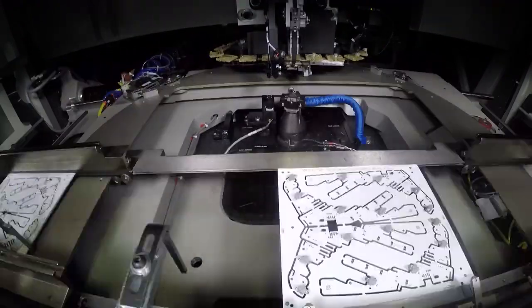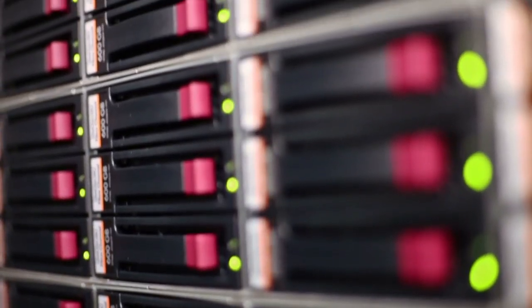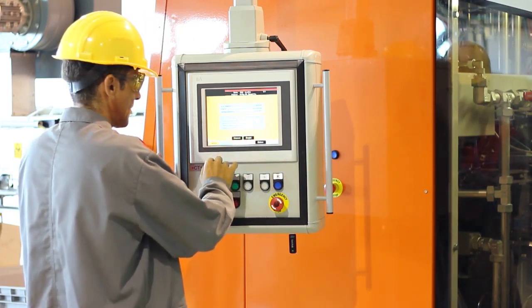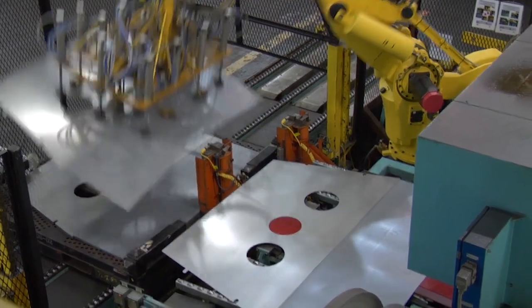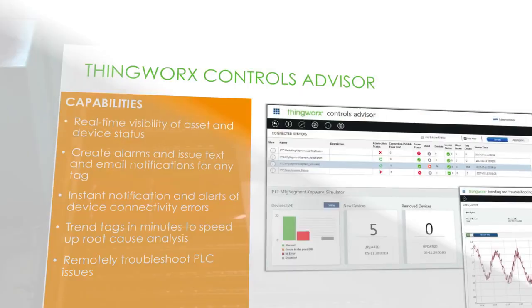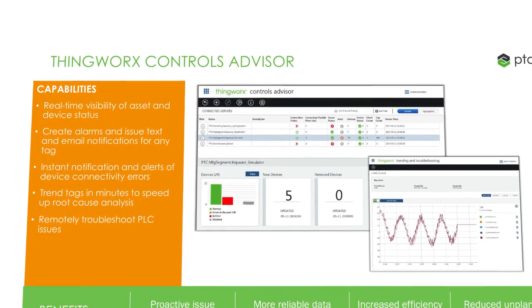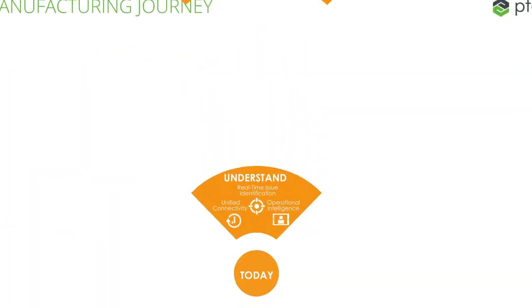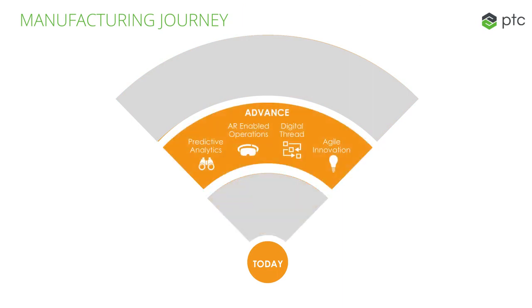A single unit of manufacturing equipment today generates terabytes of data that can be used to understand its past, current, and even future performance. According to Gartner research, over 70% of that data goes unused when it could be a key to understanding quality and performance issues on the factory floor. Today, we'll show you how to access that data and unlock its value with Controls Advisor, a part of the ThingWorx manufacturing apps.